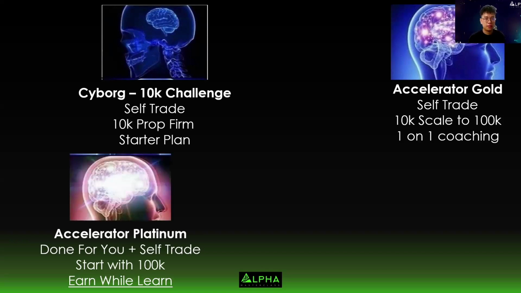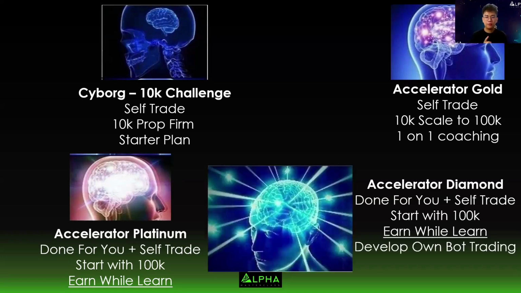And in Accelerated Platinum, we'll get you a done-for-you plus self-trade, meaning that we will teach you how to trade, and at the same time we'll show you exactly how to manage the trade as well. And this starts from 100K so that you can earn while you learn, because we do it for you and we'll teach you how to trade as well. And this is important because I don't want to just give you the fish, but I will also teach you how you can fish. Accelerated Diamond is done-for-you plus self-trade, starting with 100K, and you can earn while you learn. At the same time, you'll develop your own robot for your trading. So in short, Cyborg is using your brain to trade.